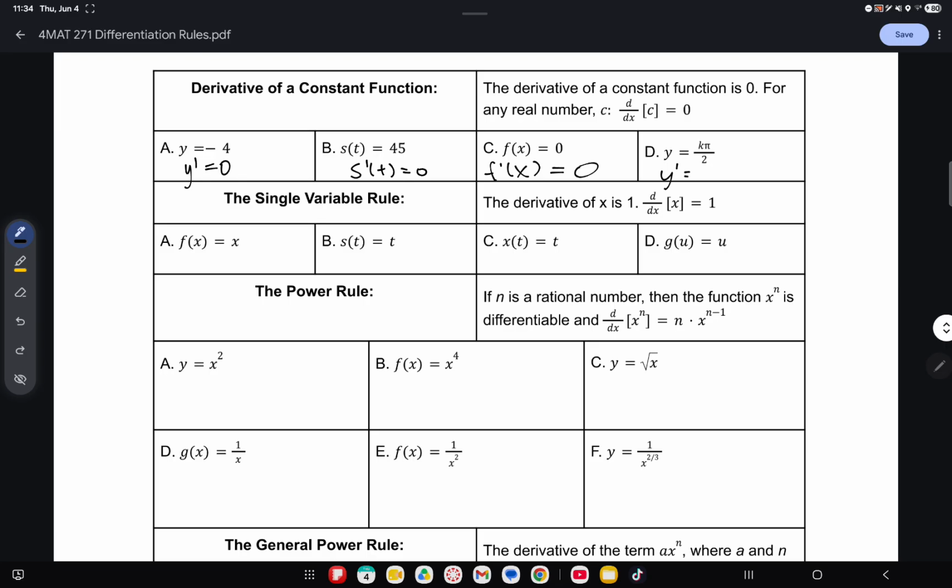And then we have this one here. We got y equals k pi over 2, where k is just a constant. So all of that is still just a constant. So the derivative is 0.